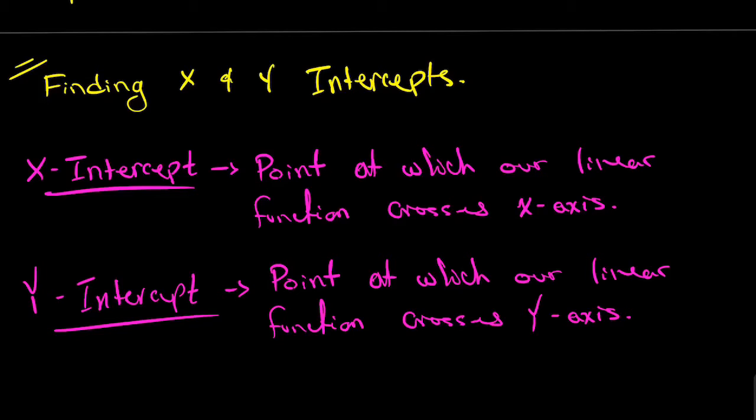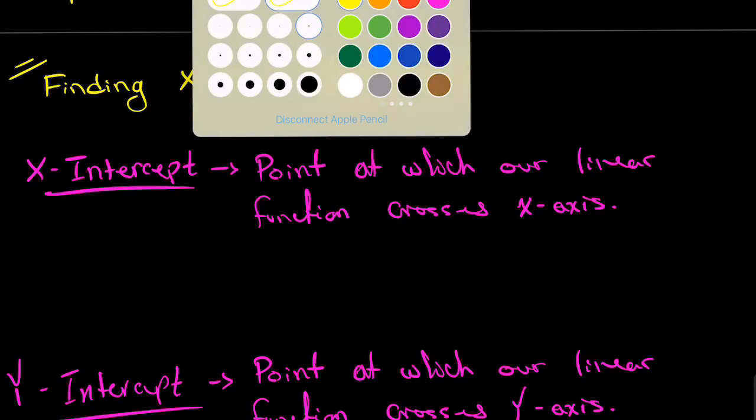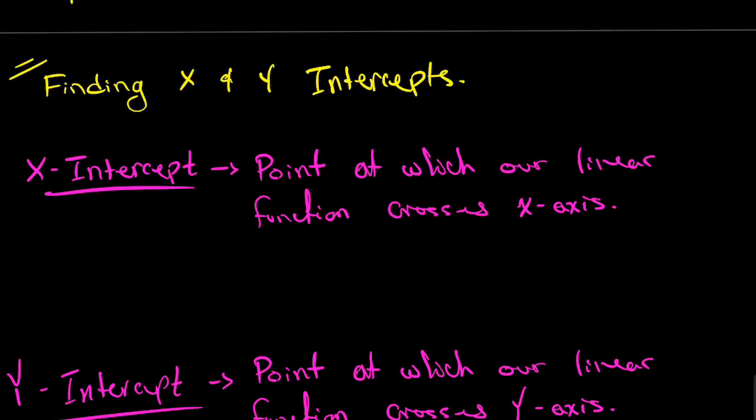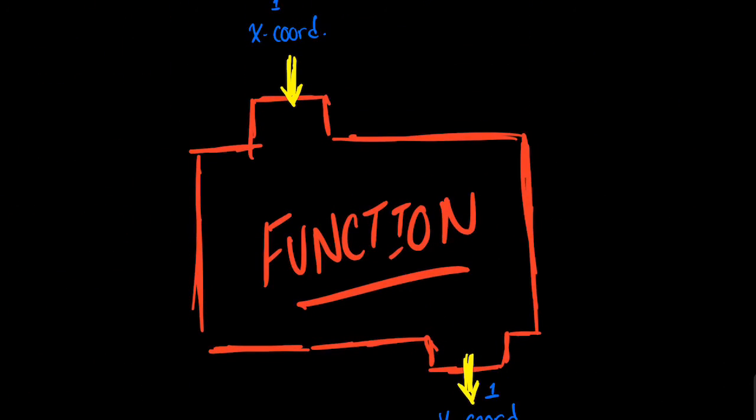And let's actually, I'm going to ask you this. You can pause the video to ask yourself this question. When would the x-intercept occur? If we look back at our function machine up here, when would that x-intercept occur?